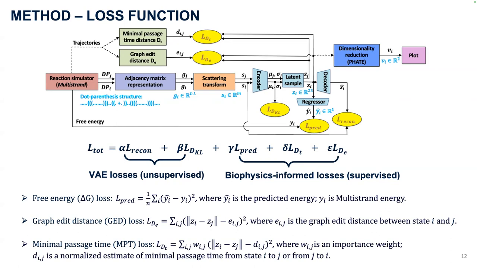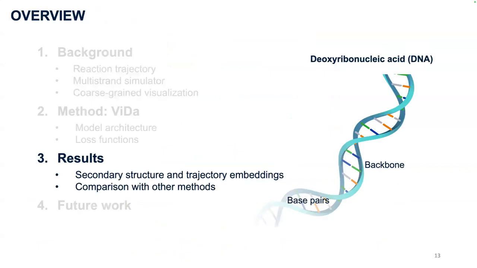Similarly, the minimal passage time loss is calculated by taking the pairwise Euclidean distance between state I and J in the VAE latent space, and subtracting the normalized minimal passage time from state I to J or from state J to I, and multiplying by an importance weight vector, which is derived from the state probability.